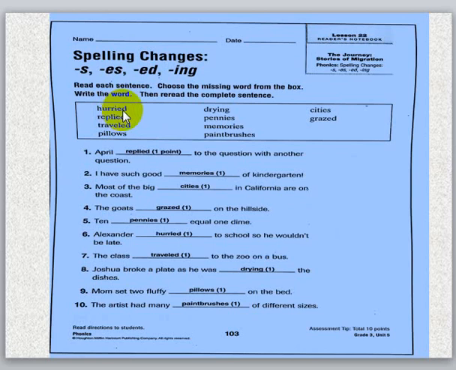And then you put ed. It's no problem. I instead of y, ed in the past. Okay, so we'll make it hurried. Like in number 6, Alexandra hurried to school so he wouldn't be late. Hurried, went fast. Hurried means when he went fast. Okay, so number 2, replied.